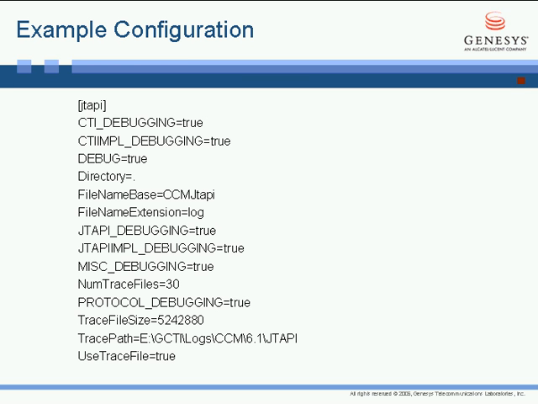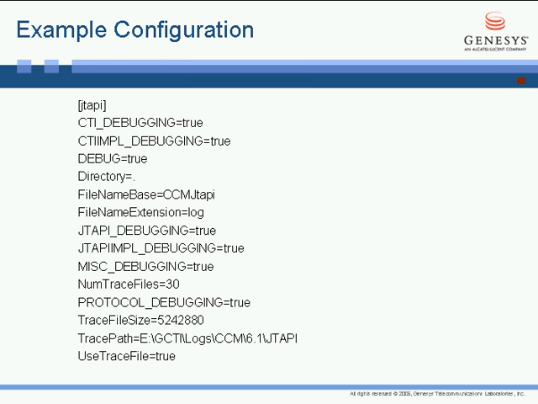So I'm going to finally go over an example configuration. In this configuration, logs will be retained for 30 log files at 5 megabytes per log. The logs will be stored in the e:/gcti/logs/ccm/6.1/jtapi directory.